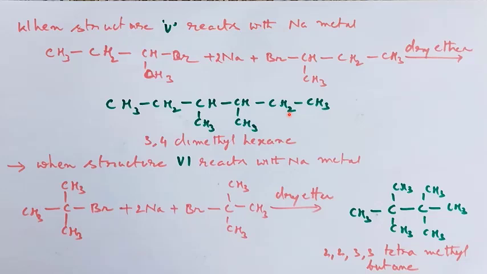Therefore, our substance must be 2-methyl-1-bromopropane. So 2-methyl-1-bromopropane reacts with alcoholic KOH, we get 2-methylpropene. 2-methylpropene on reaction with HBr gives 2-bromo-2-methylpropane, which on reaction with sodium metal in the presence of dry ether gives this product. Therefore, the original substance is 2-methyl-1-bromopropane.